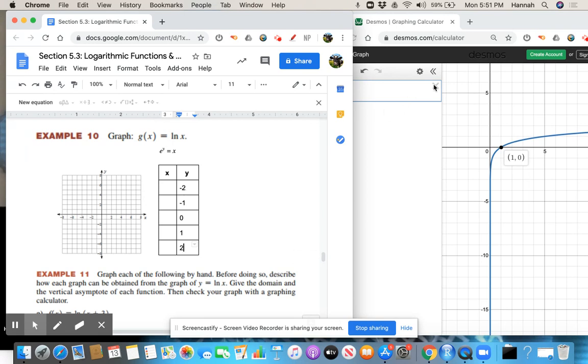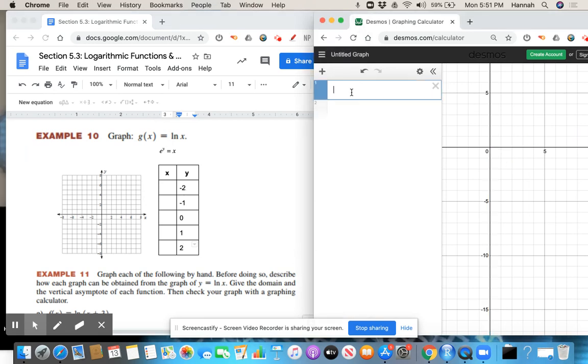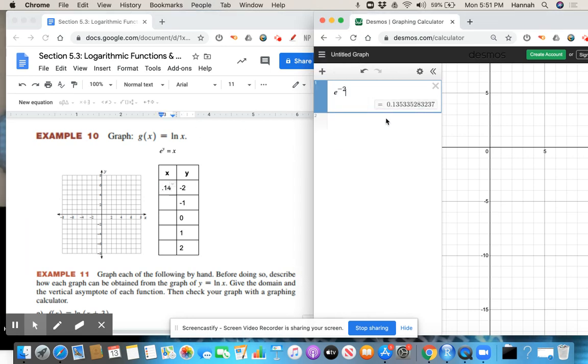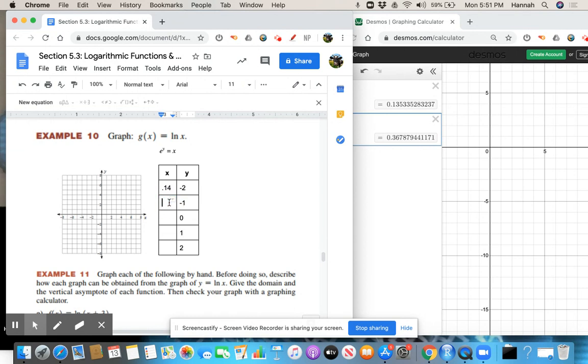These I don't know off the top of my head, so I use Desmos to help me. What is e to the -2? It's about 0.14. Okay. What is e to the -1? It's about 0.37. Okay, and I can keep going.